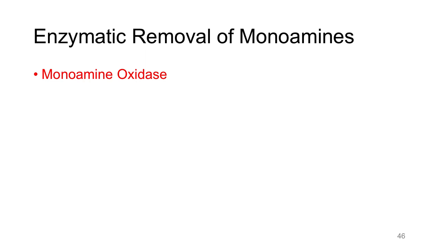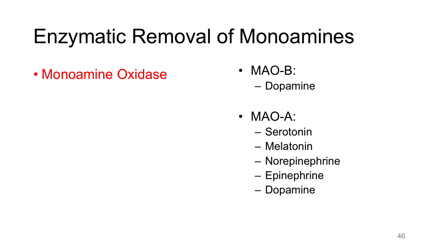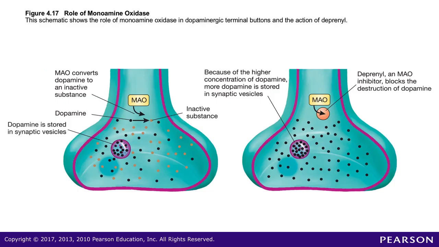Monoamines have several different enzymes that can destroy them. One is monoamine oxidase. There are actually two subcategories of monoamine oxidase. The first, MAOB, is specific for dopamine. MAOA can eliminate serotonin, melatonin, norepinephrine, epinephrine, and dopamine from the synapse. Monoamine oxidase converts monoamines into inert substances that cannot activate postsynaptic receptors.